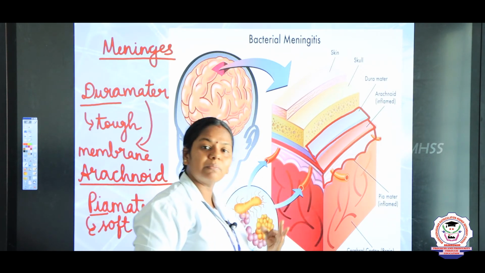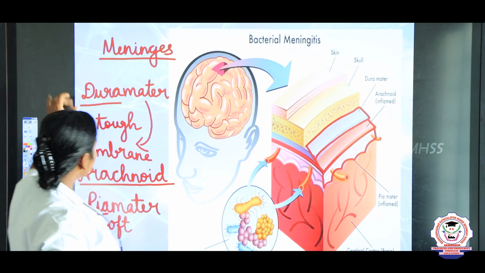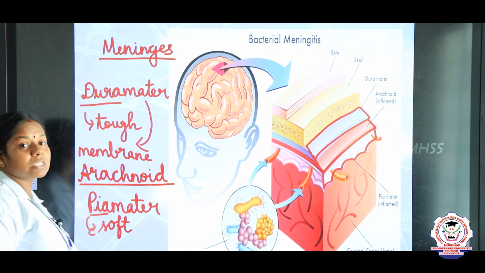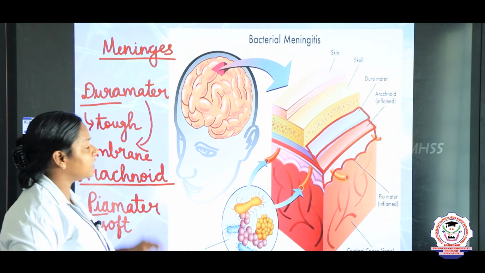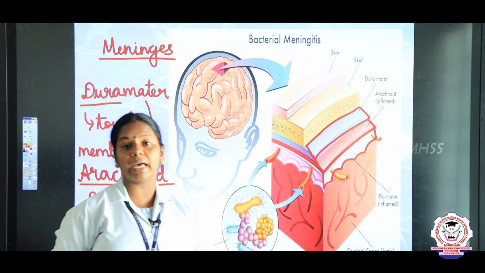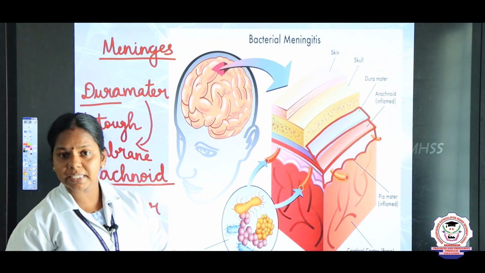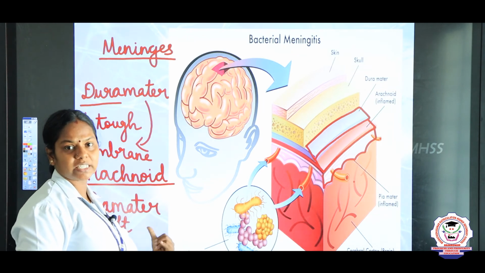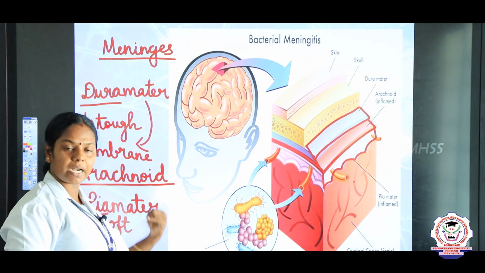So what are the three meninges, children? Outer dura mater, middle arachnoid membrane, and innermost pia mater, and these three are the meninges. From this they may ask a 2 mark question. What are the meninges? What is meninges? The outermost covering of the brain. What are the types of meninges? You have to write dura mater, arachnoid membrane and pia mater.